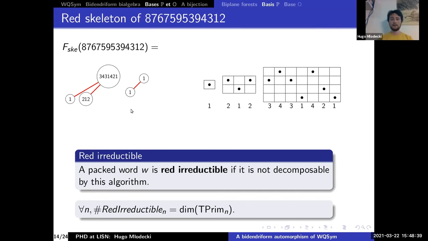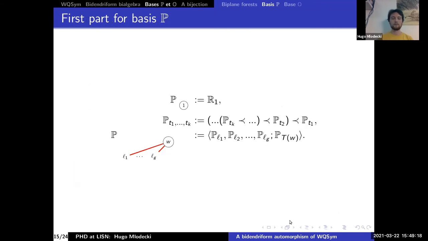Okay. And what is very interesting about this red irreducible is that the number of red irreducible words is equal to the dimension of totally primitive elements of the algebra. And that's very cool. Why? Because if we know a basis of totally primitive elements, we can do a bijection between these bases and red irreducible words, and then we will have a basis of the whole algebra. We just do it like that.